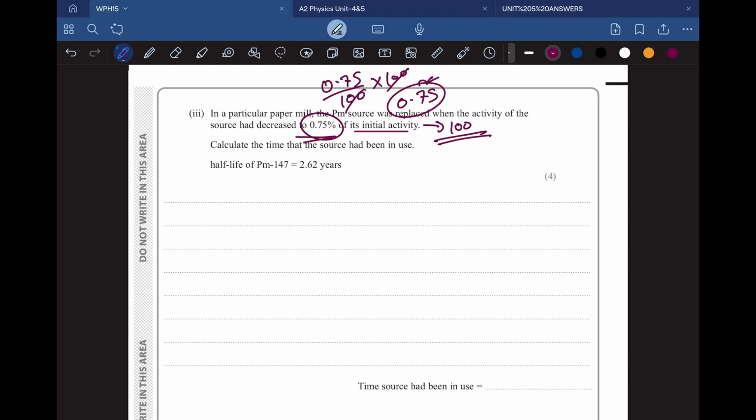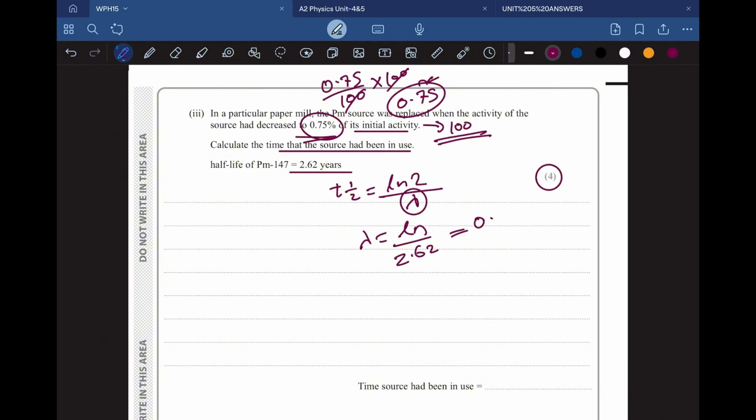Calculate the time that the source had been in use. This is a very easy 4 marks common question that is more or less in every exam paper, so make sure you're understanding it completely. Half-life of PM is given. If the half-life is given, we know T half is equal to ln 2 by lambda. So lambda is equal to ln 2 by 2.62 years, which will give us a value of 0.265 years to the power of minus 1.